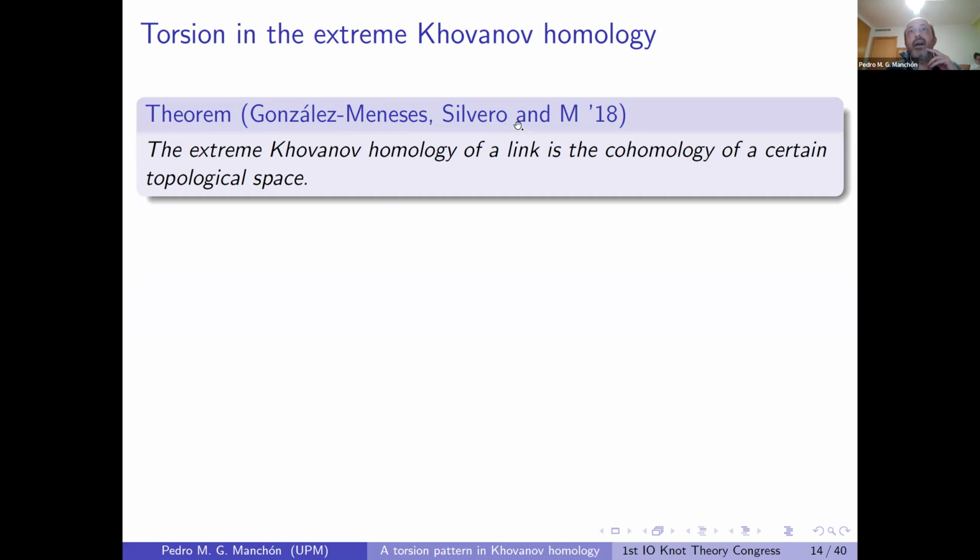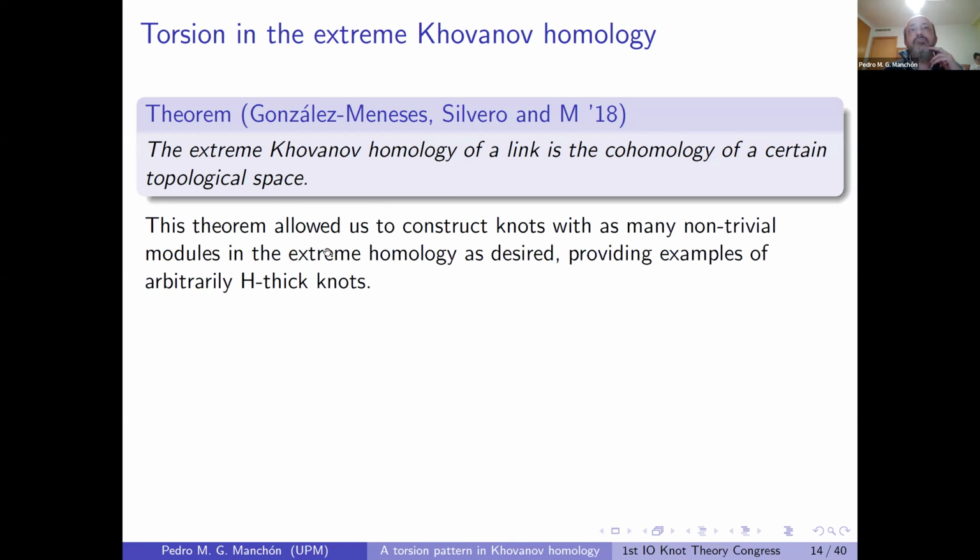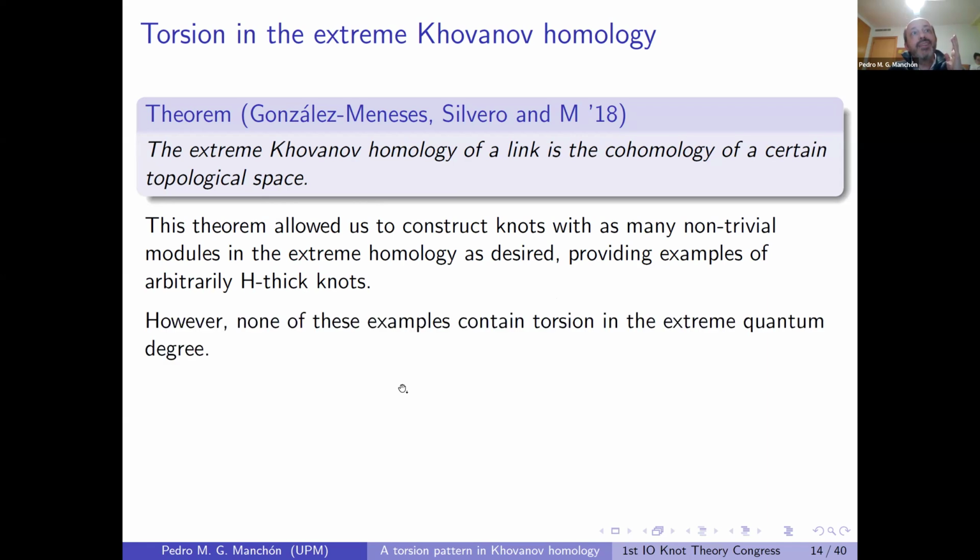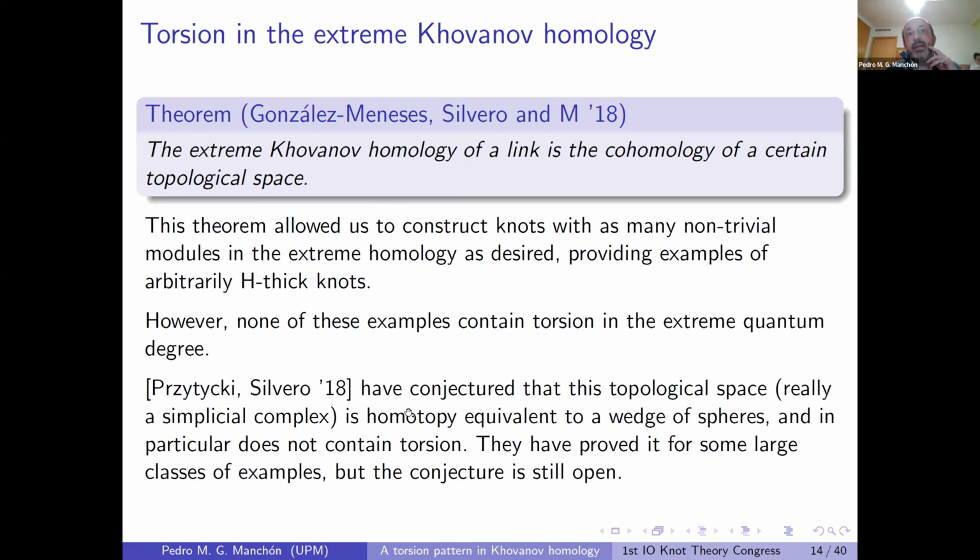With González-Meneses, Silvero, and myself, we proved that the extreme Khovanov homology of a link is the cohomology of a certain simplicial complex. This theorem allowed us to construct knots with as many non-trivial modules in the extreme homology as desired, providing examples of arbitrarily H-thick knots. However, none of these examples contain torsion in the extreme quantum degree. Przytycki and Silvero have conjectured that this simplicial complex is in fact homotopy equivalent to a wedge of spheres, and in particular does not contain torsion. We have proved it for some large classes of examples, but the conjecture is still open.